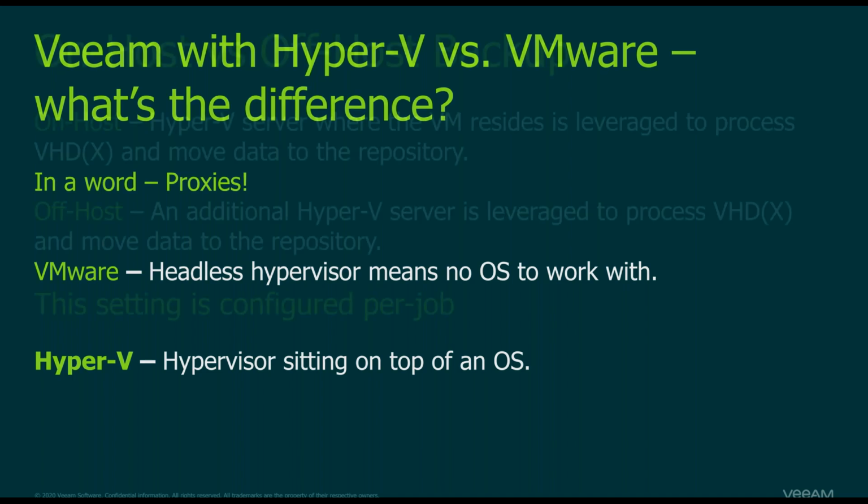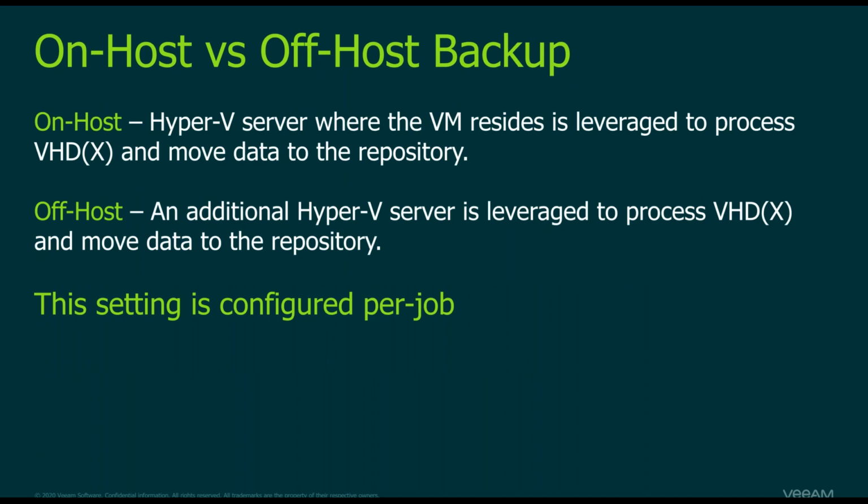In ESXi, there are many transport modes. We call them transport modes. So there's virtual appliance, there's direct SAN and direct NFS and network mode. There's all these different modes. With Hyper-V, you've just got two. It's much simpler. You've got on-host and you've got off-host. They are relatively self-explanatory. They do exactly what they purport themselves to do.